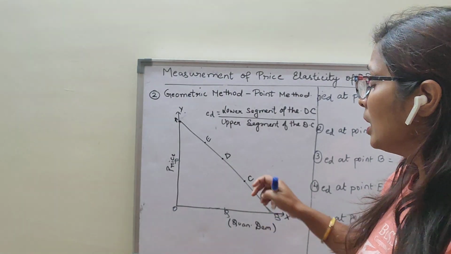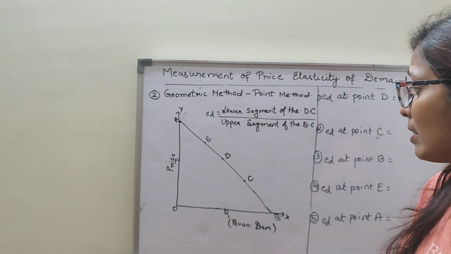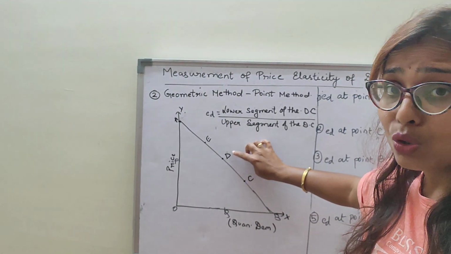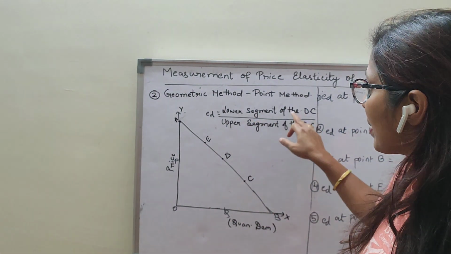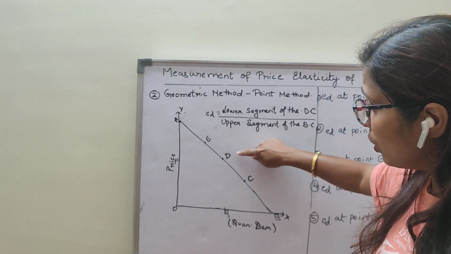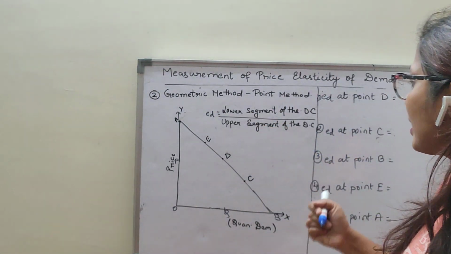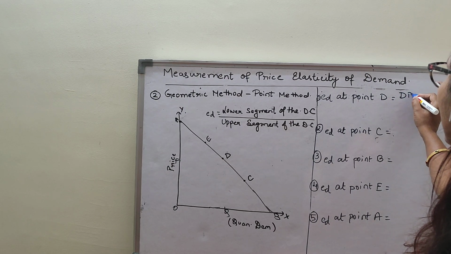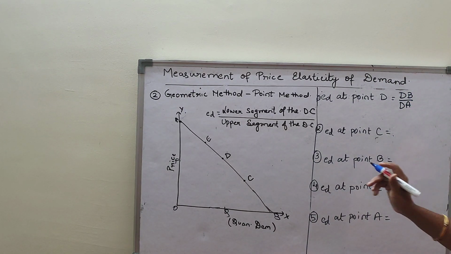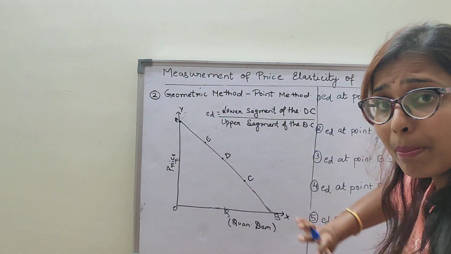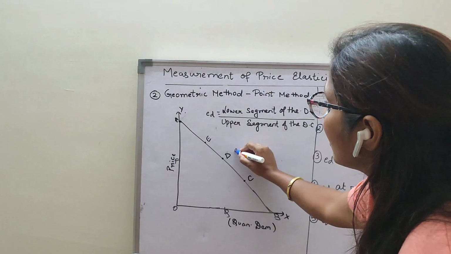Suppose I ask you to find out the elasticity at point D. What you can see, children, is that D is the midpoint. So elasticity at point D is the lower segment of the demand curve by the upper segment. Lower segment is DB and upper segment is DA, so I can write it as DB by DA. Is it not? Okay. So that means the lower segment is equal to the upper segment, so I can write elasticity at point D is equal to 1.